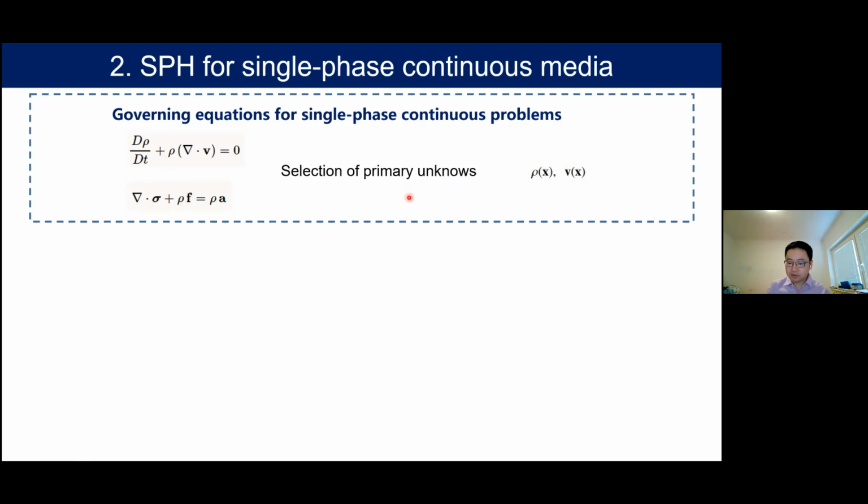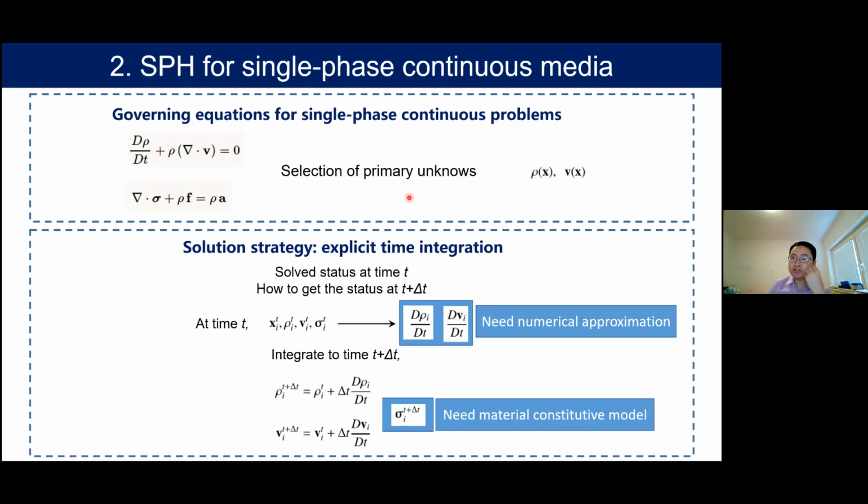And what is the solution strategy in SPH? It uses explicit time integration, which means that we use these governing equations: if we obtain the status of your system at time step t, and we can get the solution at time step t plus delta t, then we can repeat this process, and we can solve this equation in time and space. So your problem can be solved.